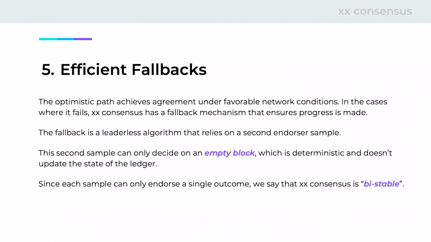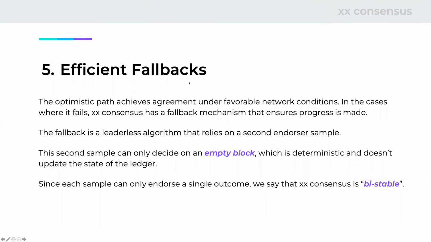The fallback is just a leaderless algorithm that relies on a second separate endorser sample. This second sample can only decide on an empty block. This is a different type of block. We haven't described it yet. It contains no data, so it doesn't change the state of the ledger. No transactions are processed in this round. It is deterministic, however, and this is what allows us to have a leaderless algorithm. This means that every node in the network knows what the empty block is supposed to be on every round.